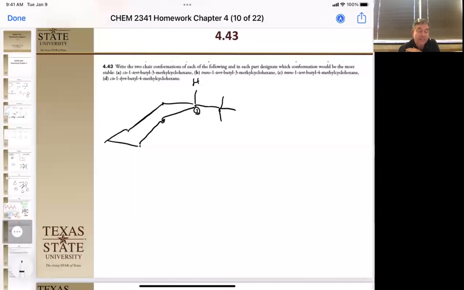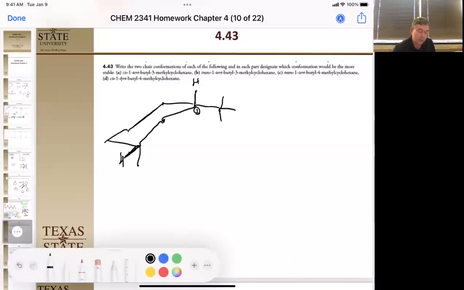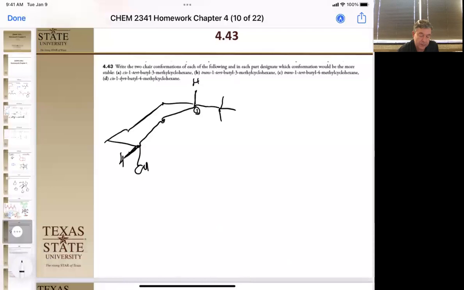But the methyl has to be on the same side of the ring, so the hydrogen has to go out to be on the top, and the methyl group has to go down to be on the same side of the ring. So see how both of these hydrogens are on the top side of the ring, and both of the R groups are on the bottom side of the ring. Oh, look at that, there's a CH3. All right, so that's the first one.